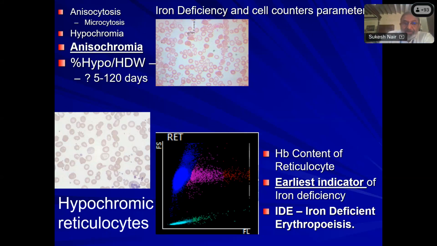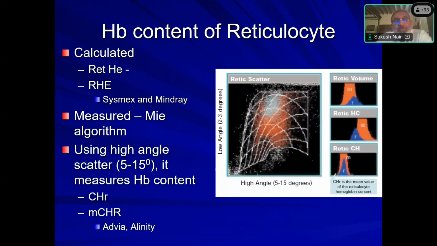So I realized that I learned a lot about iron deficiency anemia or anemia from cell counters, because of this concept called hemoglobin content of the reticulocyte. Some of them are calculated, like RET-He and RHE in Sysmex and Mindray. Some of them are measured, like in ADVIA and Alinity, using the MY algorithm.